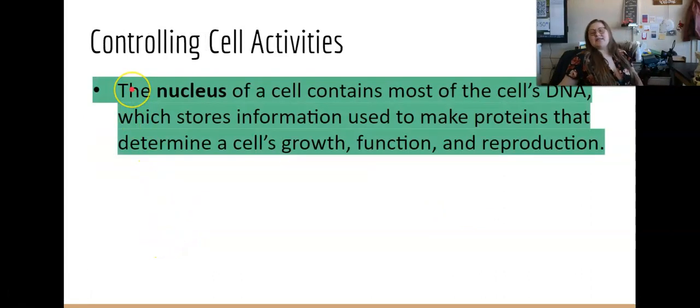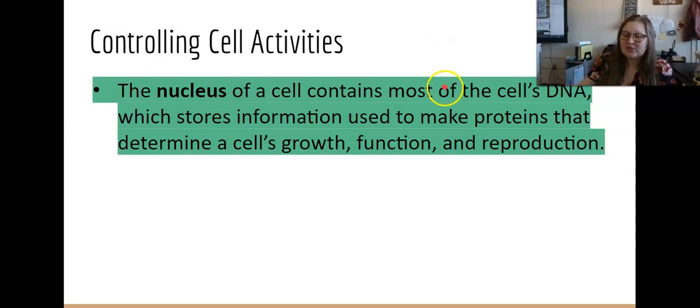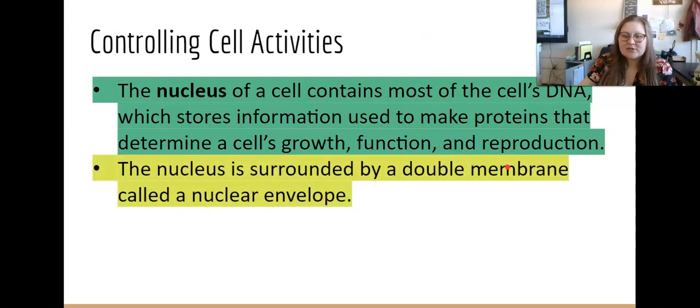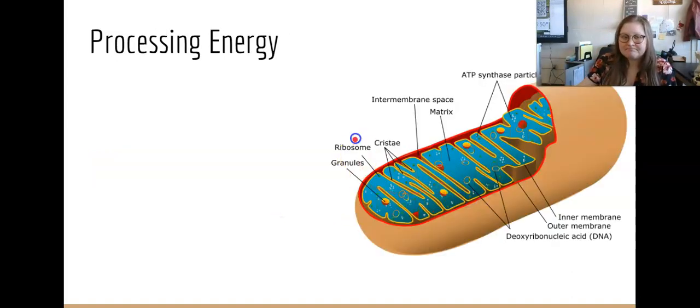And then for controlling cell activities, we have the nucleus. The nucleus of a cell contains most of the cell's DNA, which stores information used to make proteins that determine a cell's growth, function, and reproduction. All of the instructions are in the nucleus. The nucleus is surrounded by a double membrane called a nuclear envelope. It has its own little cellular membrane.